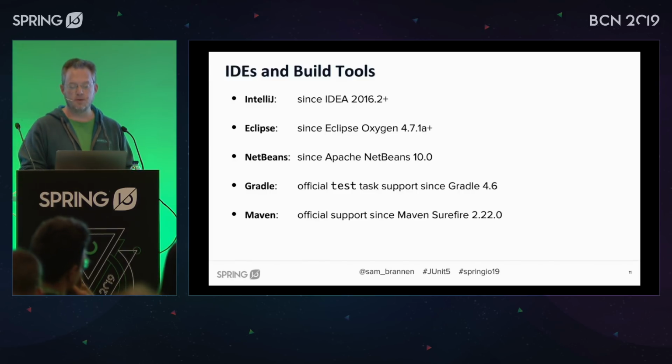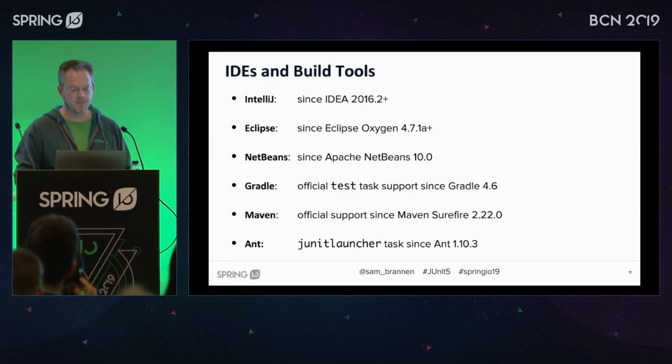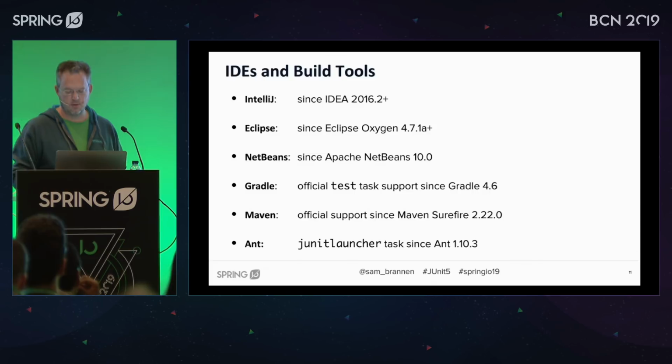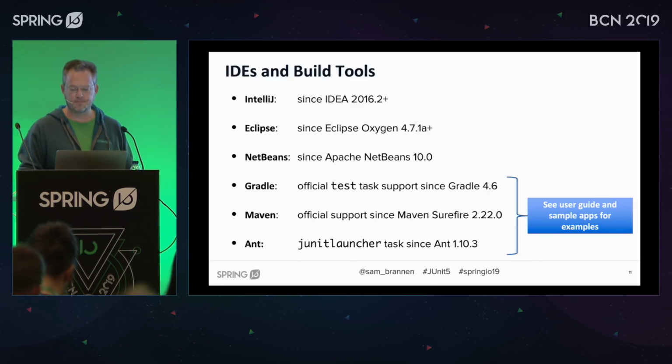Maven came on a bit later, Surefire 2.22, and they've improved it recently, allowing Spring Boot to adopt JUnit 5 in the past couple of days. So Ant actually beat the Maven team, surprisingly, and they have support since Ant 1.10.3. I'm not going to show any examples of how to set this stuff up. If you want to see that, check out the JUnit 5 user guide as well as some of the sample applications that we linked to.